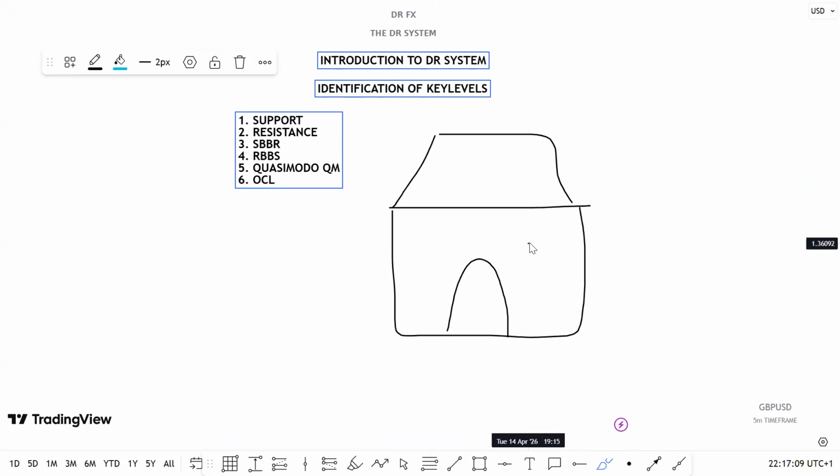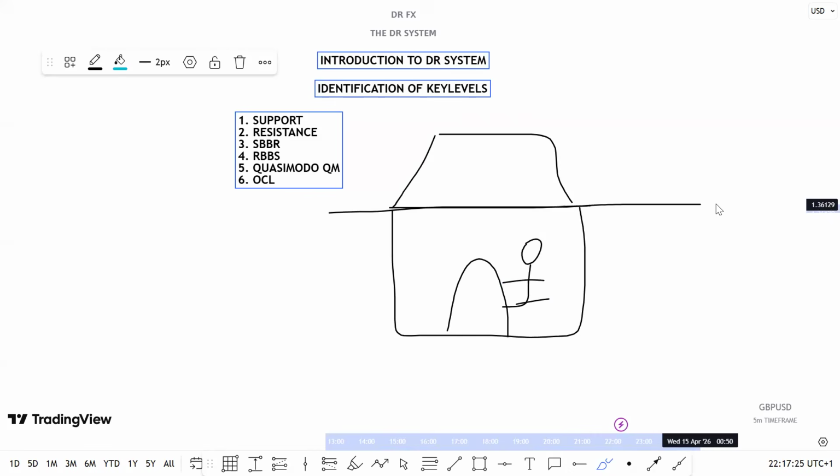Now, let's say this is Abdul, and Abdul is standing inside this house. Now, if Abdul wants to fly up and go up, like he wants to fly and bust the ceiling, this ceiling is going to stop Abdul from flying up.